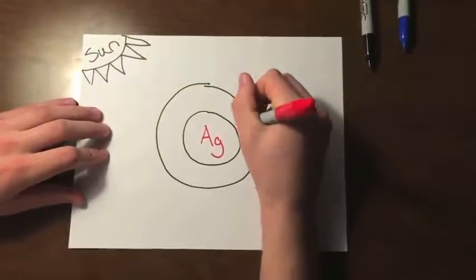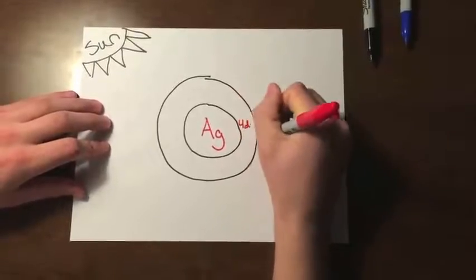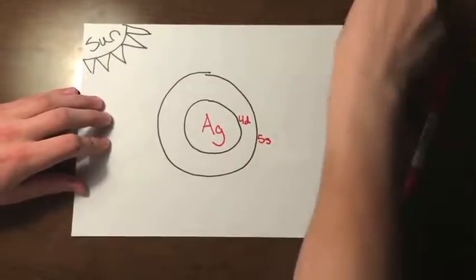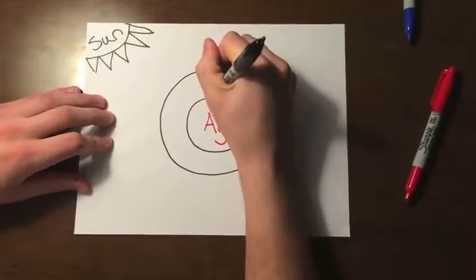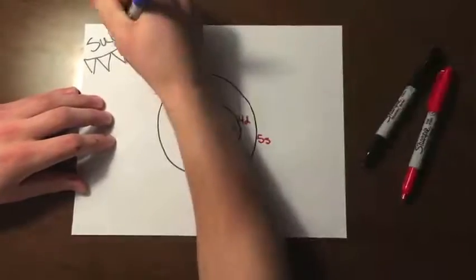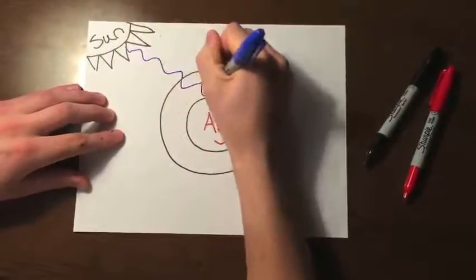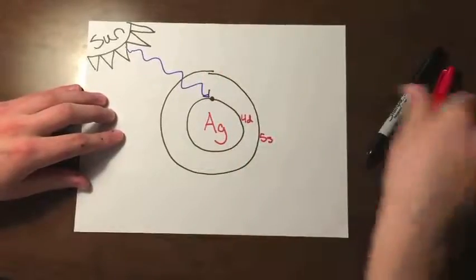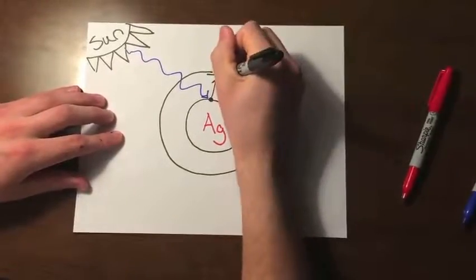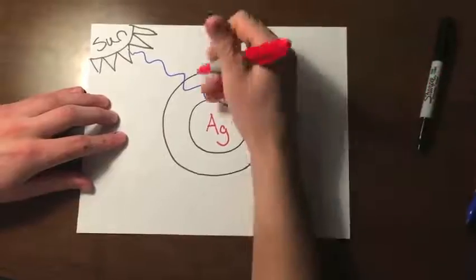Silver, however, is different. Its outer shell is made up of 4d and 5s energy levels. These energy levels are not close enough together to allow an electron transition. So when light hits a 4d electron, it cannot be absorbed. Therefore, silver reflects most colors of light and appears to be what we know as silvery.